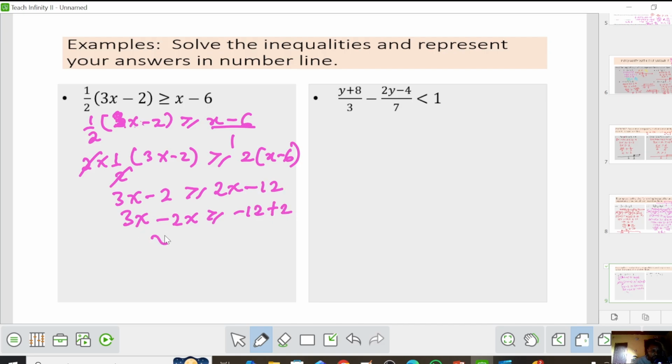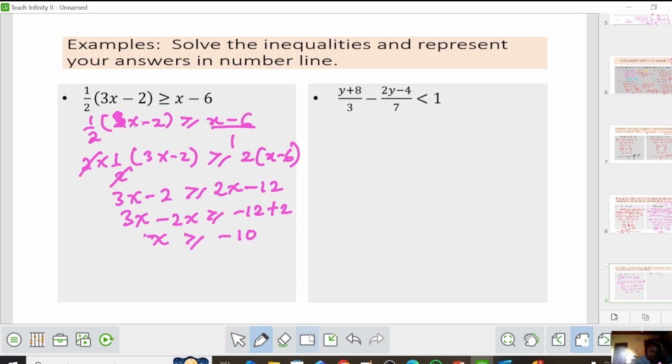So if you subtract this one, you have 1x, which is 3x minus 2x. You are left with 1x, or we call it 1s, or we can leave it as x, right? So 1s is something I want you to get used to, where at times you say 1s is something as x. So x is greater than or equal to minus 10. So this is our solution.